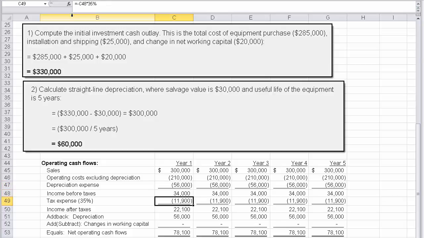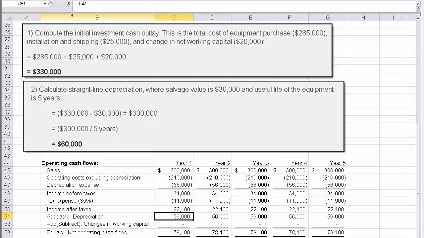Then they told us the tax rate was 35%. So if I take the income before tax times 35%, of course I'm making it a negative in there so that we can see that's something we would deduct. Then we can come up with income after taxes from this incremental project we're taking on.